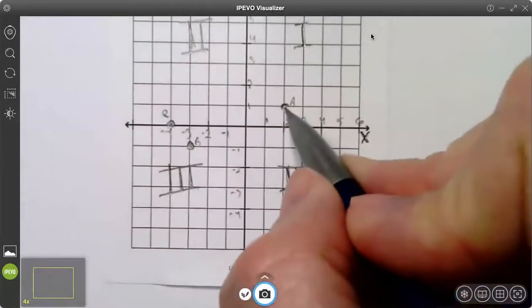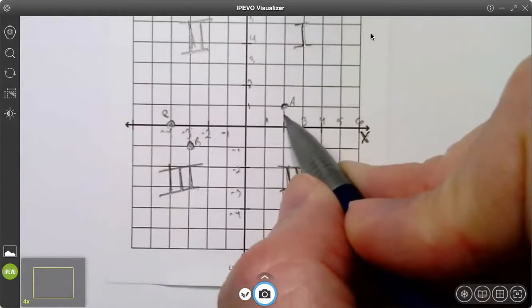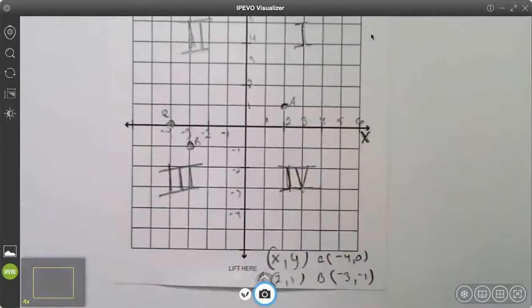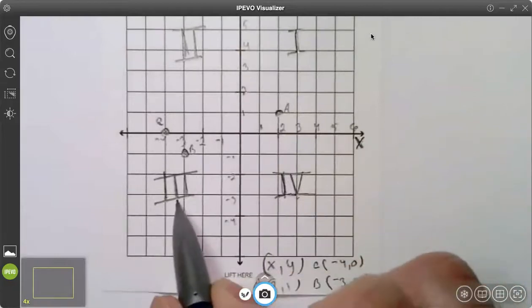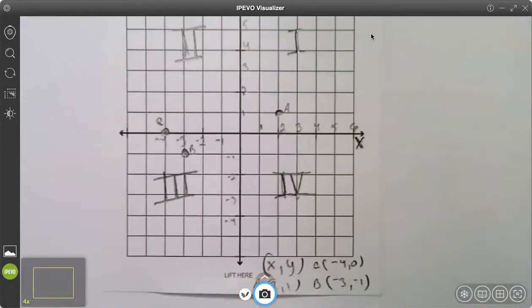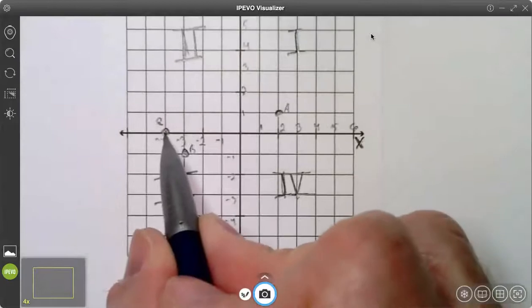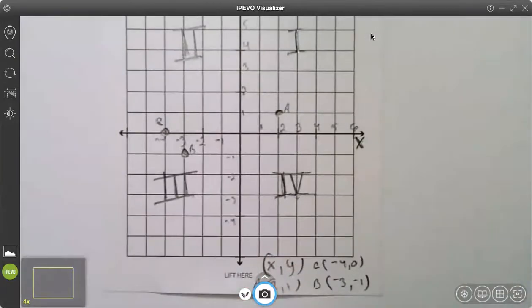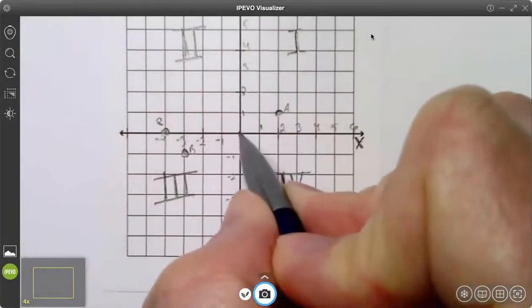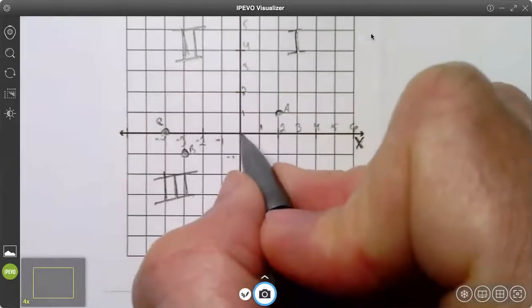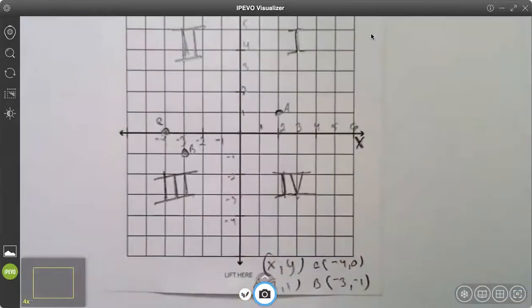If it asked you where point A was, your answer would be, it's in quadrant 1. If it asked you where point B was, your answer would be, it's in quadrant 3. And if it asked you where point C was, your answer would be, it is on the x-axis. It could also have been on the y-axis or at the origin. 0, comma 0 would be right here at the origin.